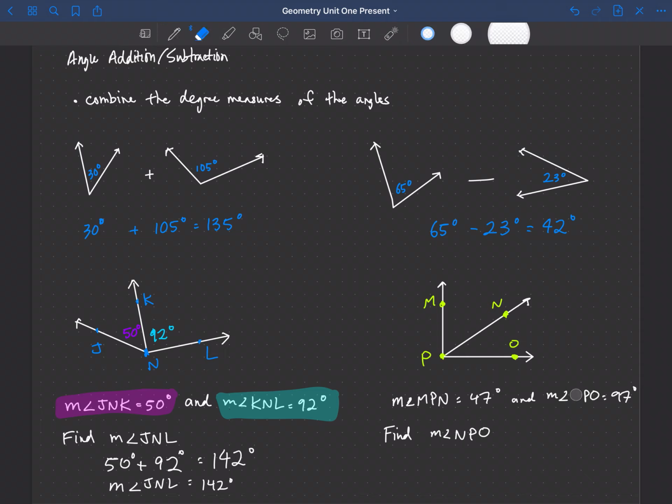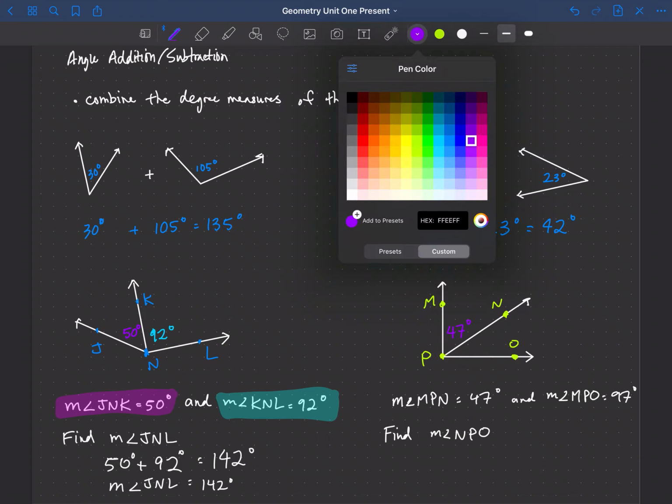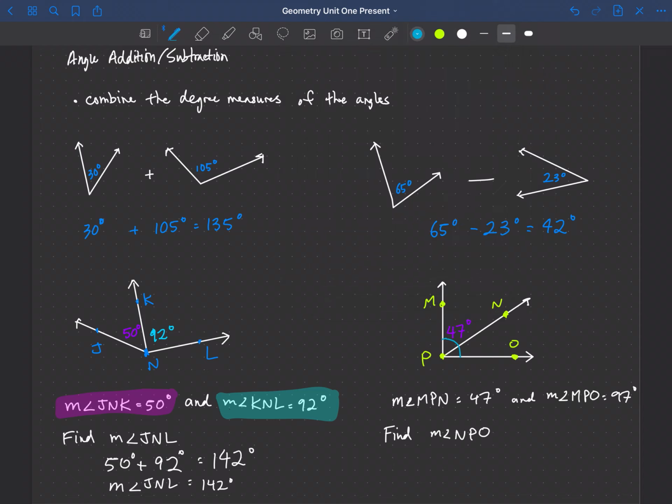Okay. So let's kind of go through what we are given. MPN, that is 47 degrees. So I'm going to label that as 47 degrees. Okay. We also have MPO given. MPO. So that means the whole thing is actually 97 degrees. Okay, so the whole thing here is 97 degrees. We want to find NPO. And you can see that it's a chunk of the entire thing.